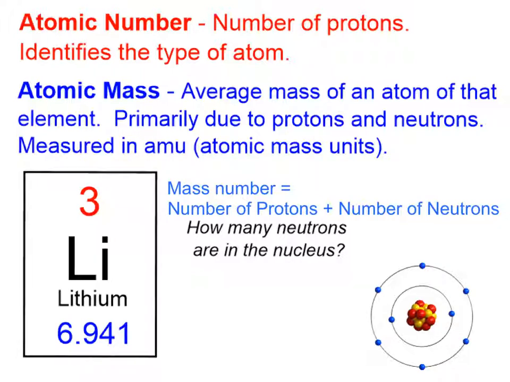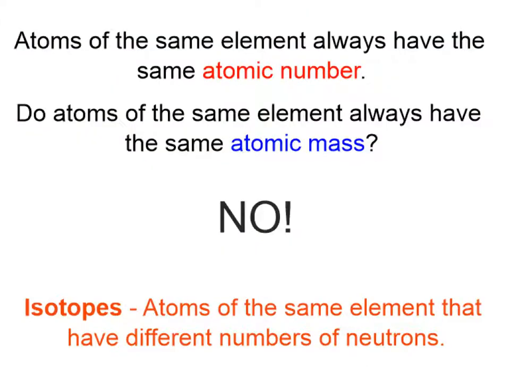Knowing that, how many neutrons are in the nucleus? Pause the video and think about that for just a minute. In the nucleus of one lithium atom, how many neutrons exist? Well, if the mass number is 7, and the mass number equals the number of protons, which is 3, plus the number of neutrons, how many neutrons are there? Well, there would be 4. 7 minus 3 equals 4. Lithium has 4 neutrons. Remember, atoms of the same element always have the same atomic number.